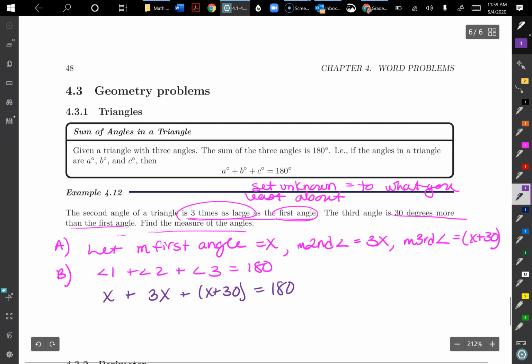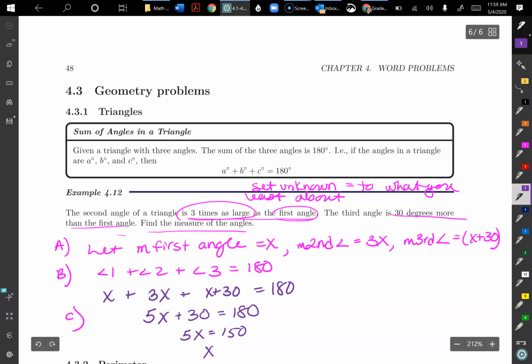Now, I did not need to distribute anything here. I don't have like 2 times the third angle or something like that. So I can go ahead and remove those parentheses. And then I can combine like terms. So this is my part C. I'm going to end up with 5x plus 30 equals 180. And then we have 5x equals 150. Divide by 5, we get x equals 30 degrees, right?